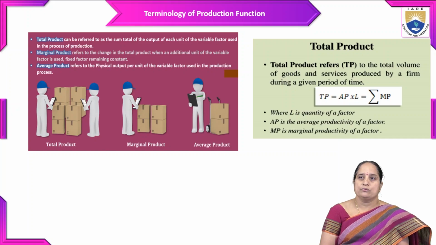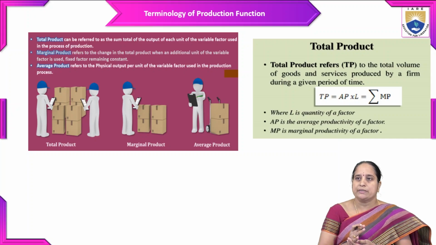So generally we used to have different kinds of terminology which is used in general sense, that is total product. So total product can be referred to the total volume of goods and services produced by a firm during a given period of time. So TP is equal to AP into L, which is summation of MP, where L is the quantity of a factor, AP the average productivity of a factor, and MP denotes the marginal productivity of a factor.